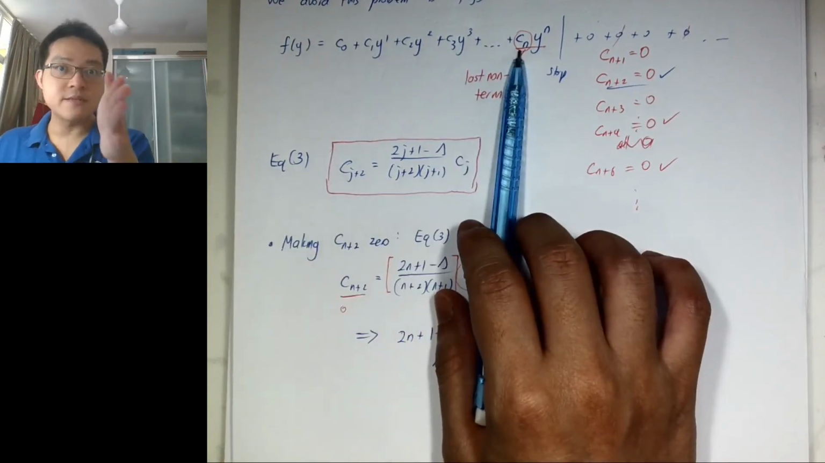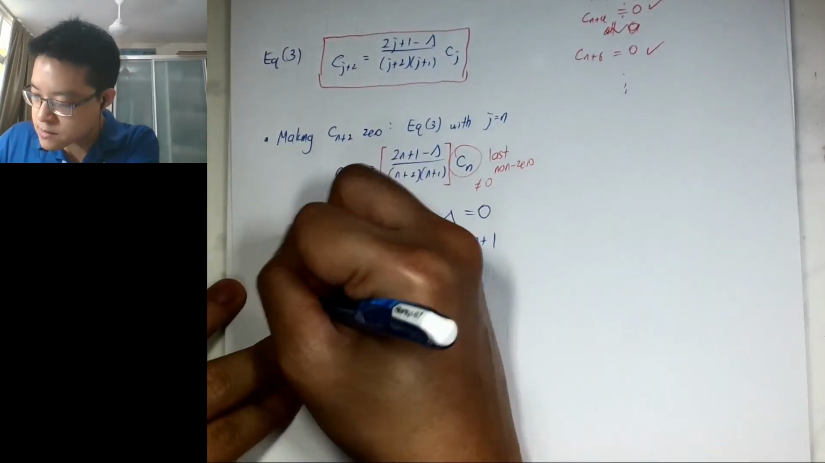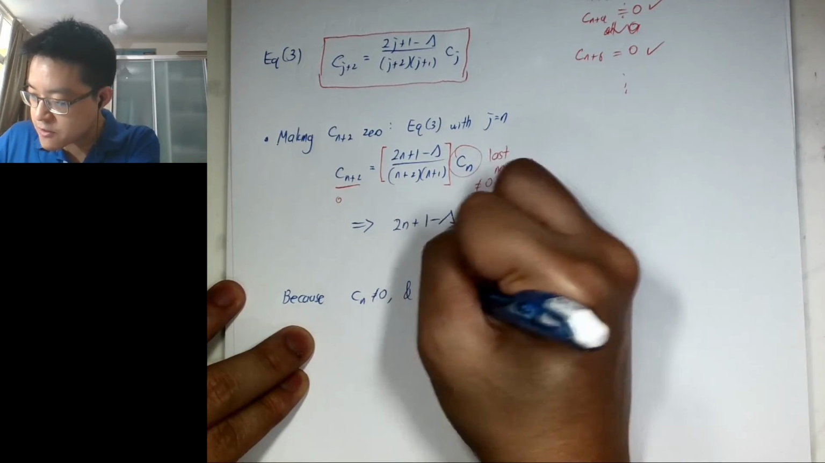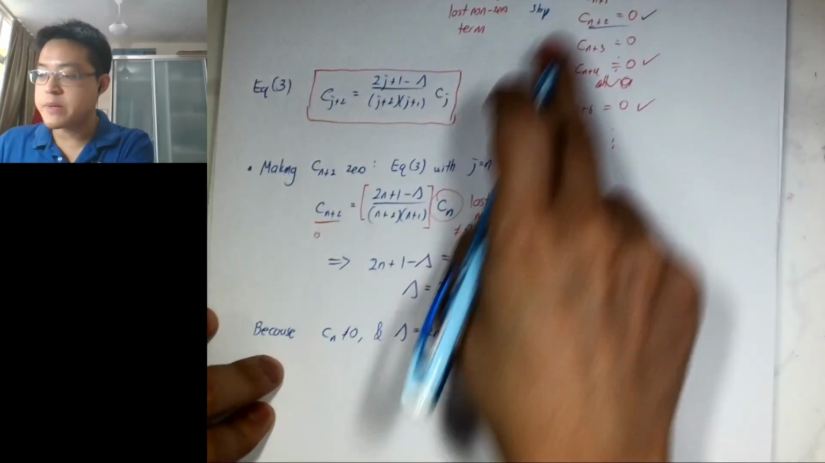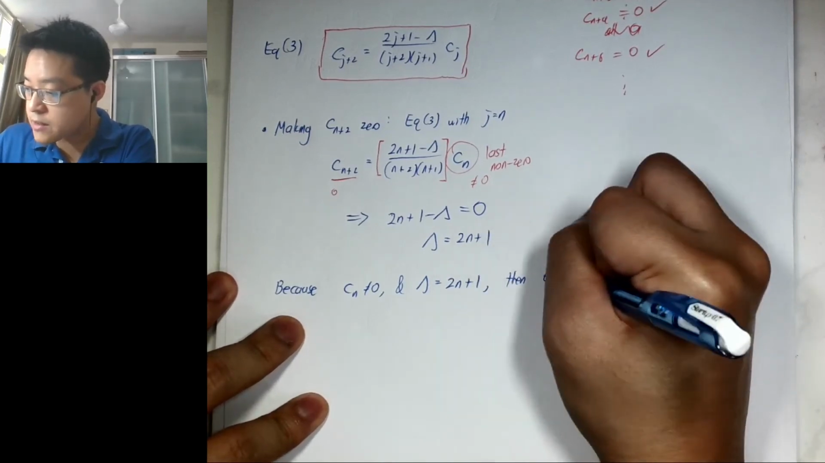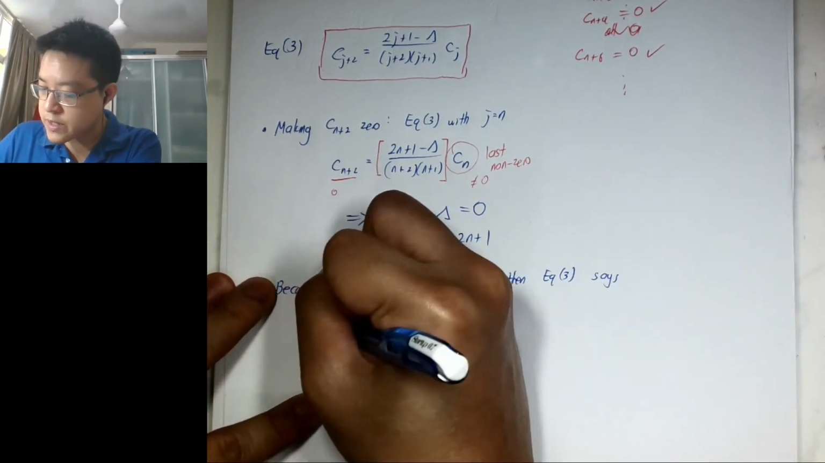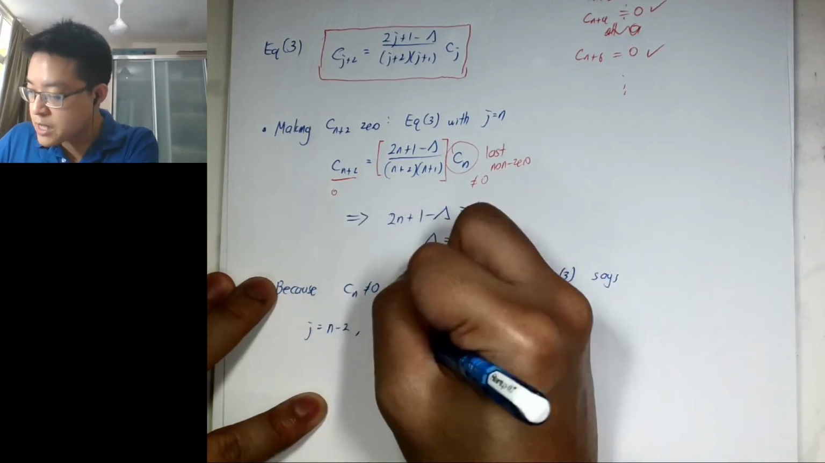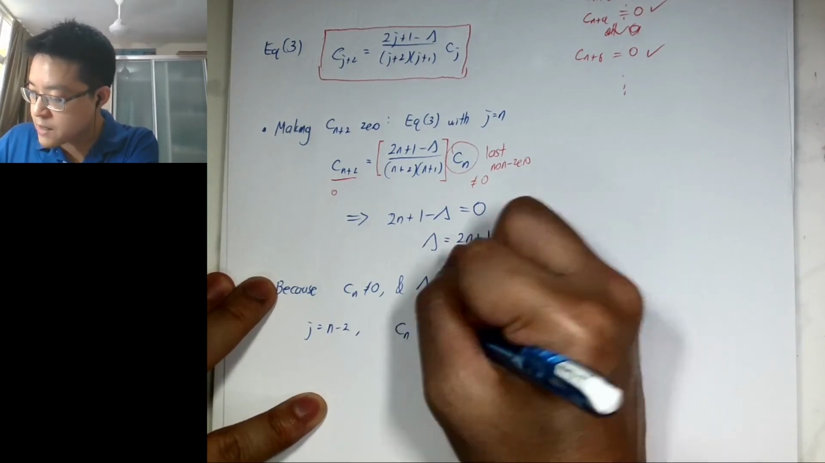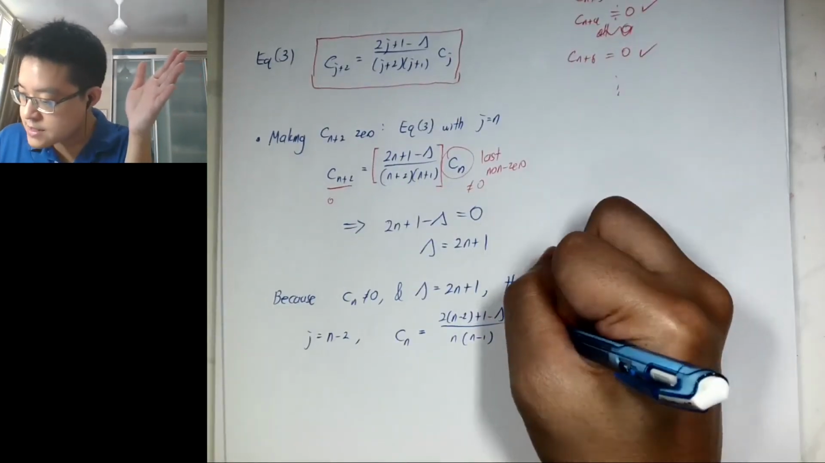So Cn is not 0. So what is Cn minus 2? Because Cn is not 0, and we have also decided that lambda must be this number to make sure all these guys are 0. Then using equation 3, if I plug in j equals n minus 2, then my formula becomes Cn equals 2n minus 2 plus 1 minus lambda, n minus 2, so it's just n minus 1. Then this is Cn minus 2.